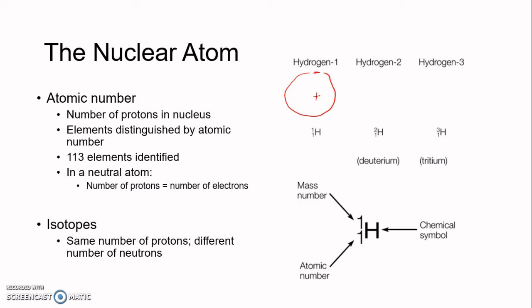Now, we would indicate that by saying it's hydrogen, the letter H, 1 meaning there is one proton. This would be your atomic number. And the upper number is what we call the mass number. The mass number is protons plus neutrons. Since there's only one proton, then that total is 1 in this case.